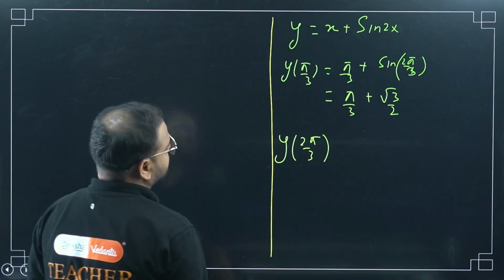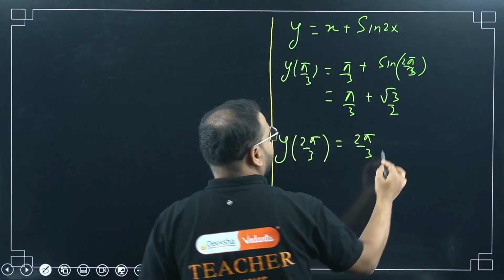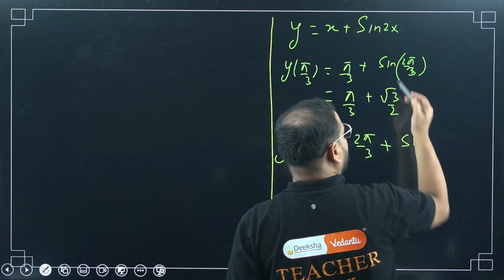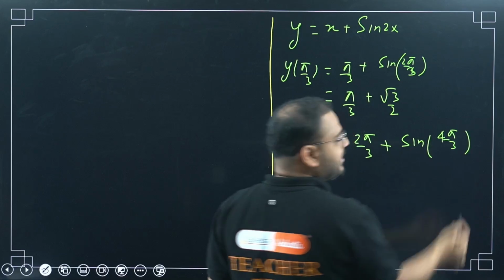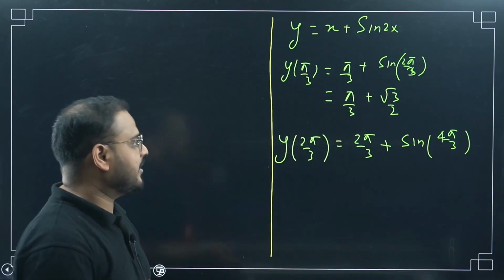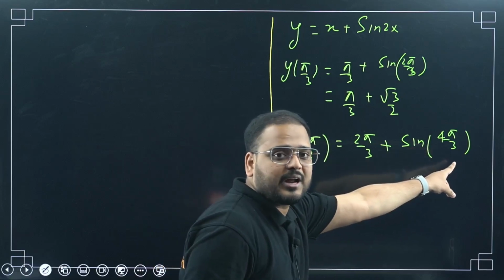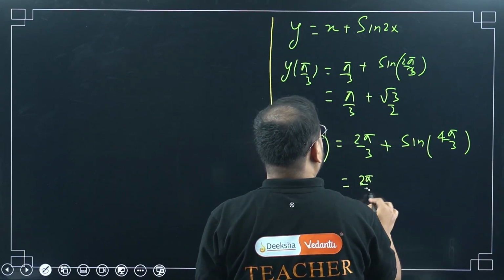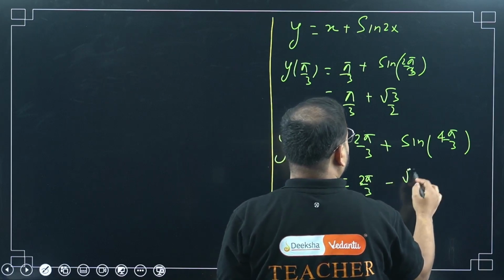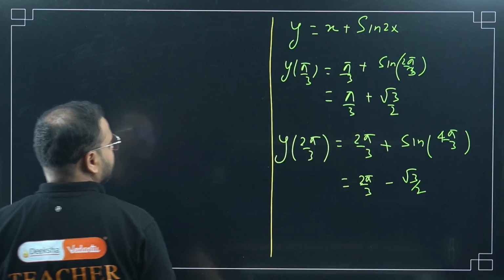So put it here. What I'm going to get? 2 pi by 3 plus sine of 2x. It means 4 pi by 3. Which quadrant is this angle in? Third quadrant. Third quadrant sine is positive or negative? Negative. This is third quadrant angle. Sine is negative. What is it going to be? Minus root 3 by 2. Okay. Alright. Next is what?